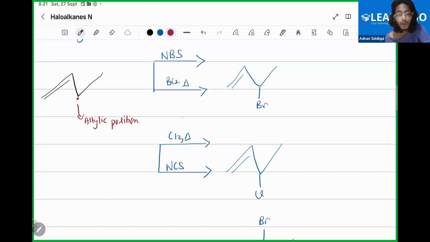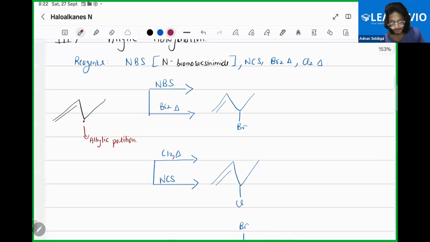You can do the same in the presence of chlorine. You have to take Cl2, or alternatively you can take NCS, N-chlorosuccinimide. In both cases, the product that you are getting is going to be an allylic halogenated product. The halogen will simply get attached to the allylic position. Is it clear?